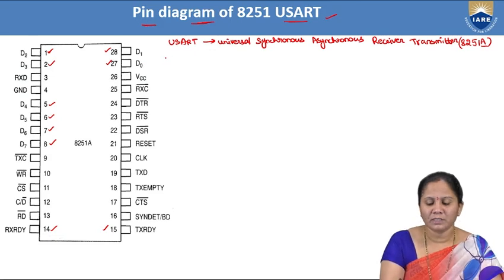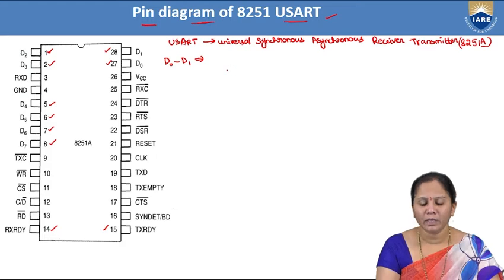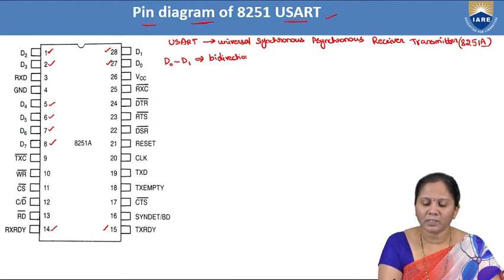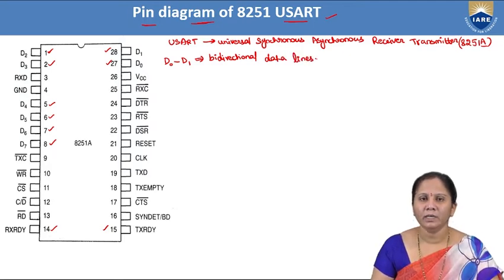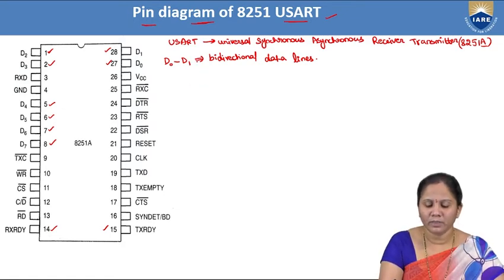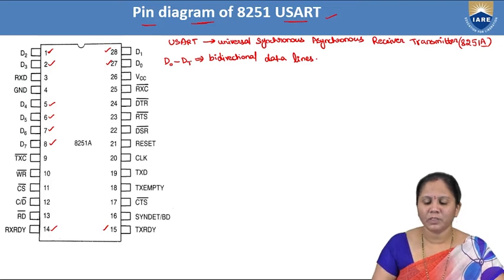These are the pins representing D0 to D7. These D0 to D7 signals are generally called bidirectional data lines. Using these bidirectional data lines, the information will be transmitted from the 8251 to the 8086 microprocessor. So D0 to D7 are the bidirectional data lines.